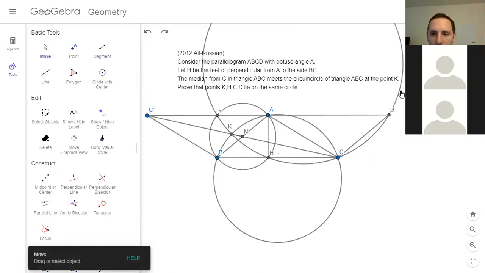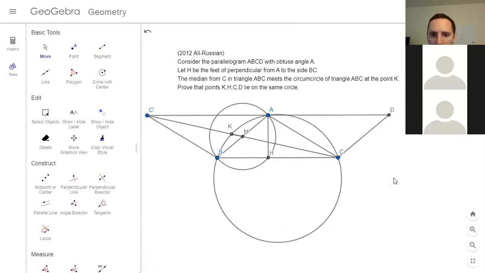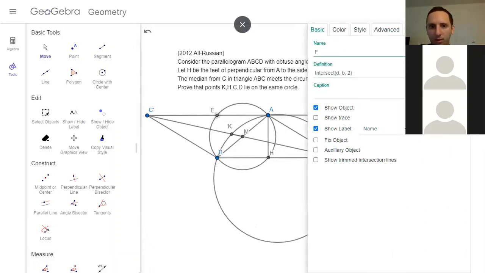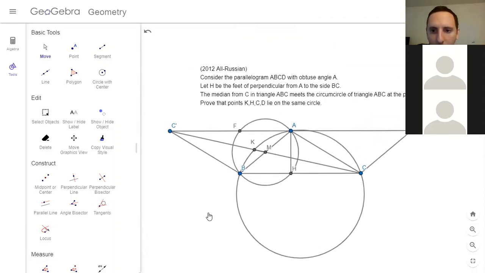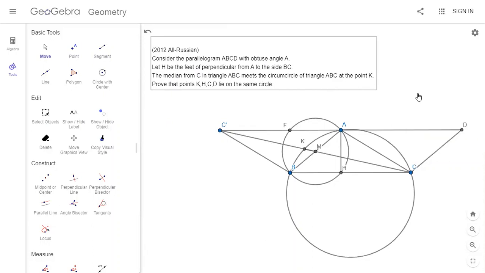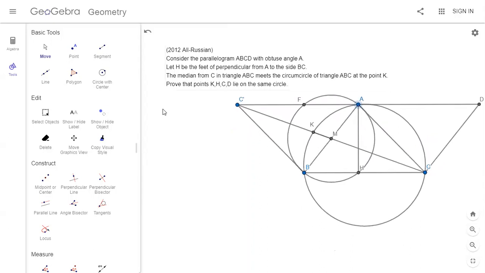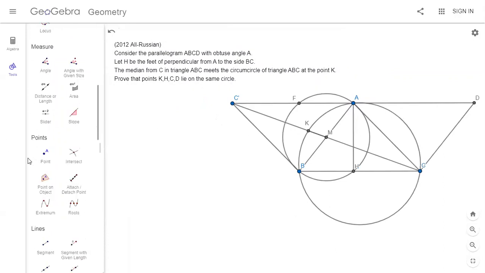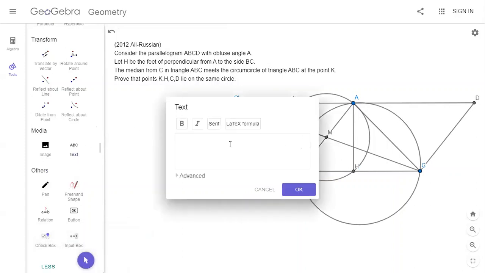Okay, so let's say, yeah, we don't know this circle exists yet. So I'm going to call this F. Let's make some more space here. Let C prime be such that C prime ACB is a parallelogram. So C prime, M and C are collinear.